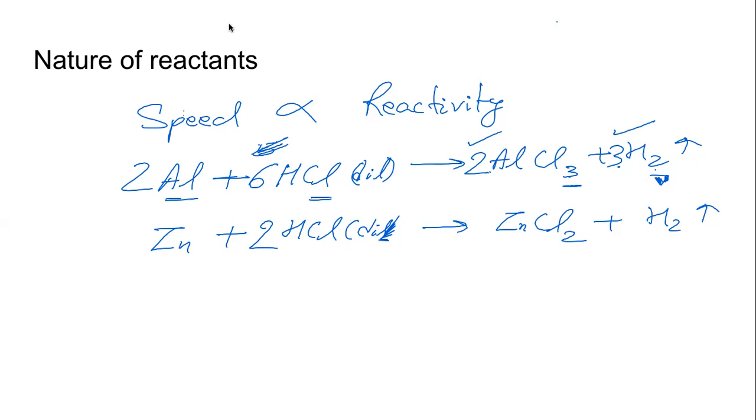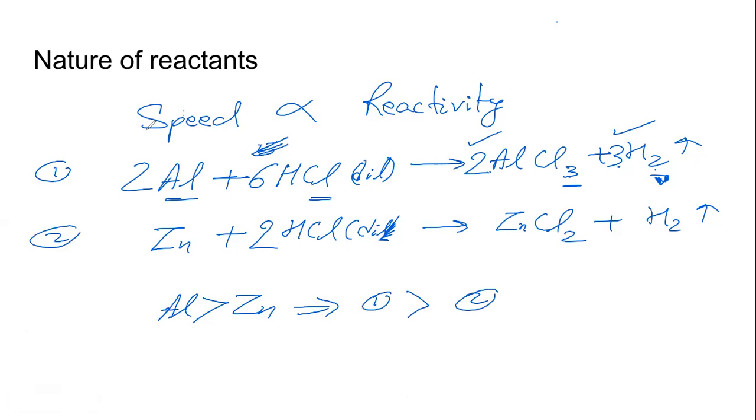So mathematically speaking, because aluminium is more reactive than zinc, reaction number 1 will be faster than reaction number 2. That is it. This is the meaning of nature of reactants. This is talking about reactivity.